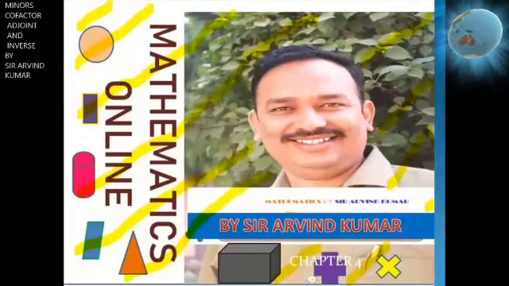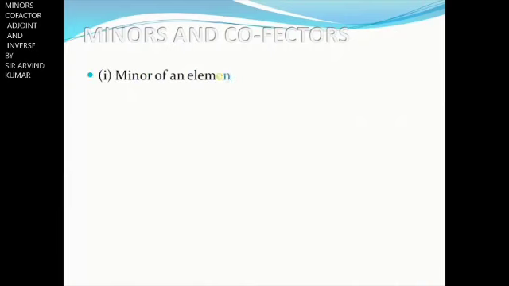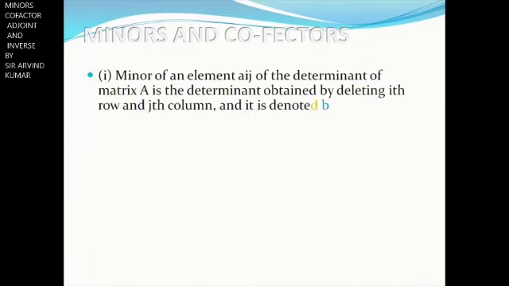Minors and cofactors, and we will also discuss the inverse of a matrix by the determinant method and adjoint. So let us start with minors and cofactors of a matrix. The minor of an element aij of the determinant of A is the determinant obtained by deleting the ith row and jth column, and it is denoted by Mij.